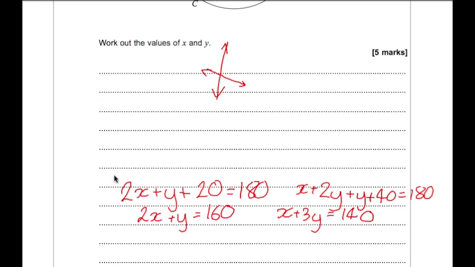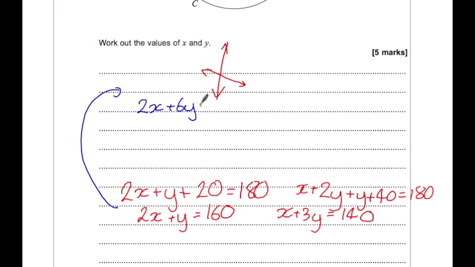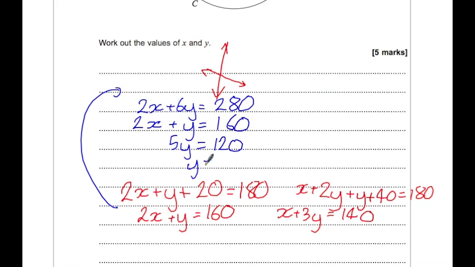So I'd probably recommend, if I make this a bit tidier, but it's not going to let me. So I will continue above. So what I'm going to do is double this second equation, so it's going to become 2x plus 6y equals 280. And the other one I'm just going to write underneath was 2x plus y equals 160. Right, so now we can take away the bottom equation from the top. So 6y minus y is 5y. 280 minus 160 is 120. So y is going to be 24.